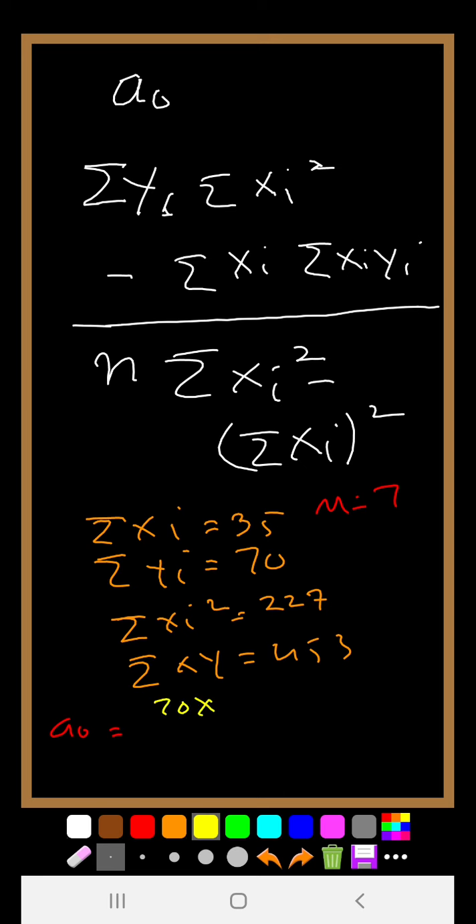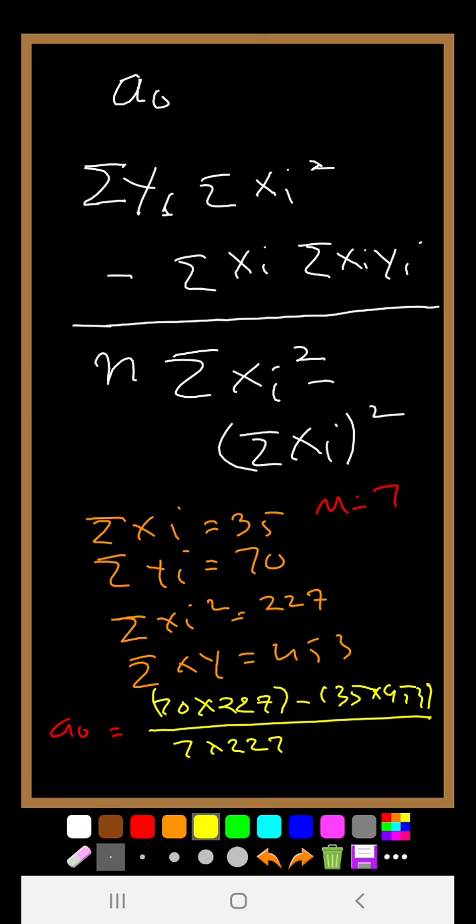So a0 becomes equal to 70 into 227 minus 35 into 453, divided by 7 into 227 minus 35 whole square, and we get the value as 5 by 52. So that makes the value 0.96 as the value of a0.